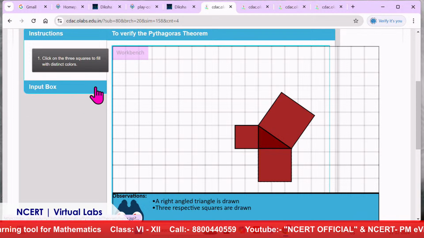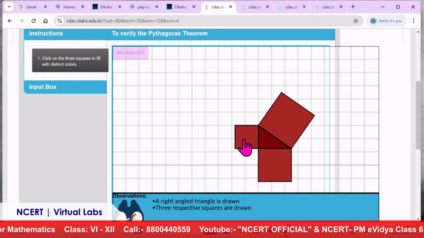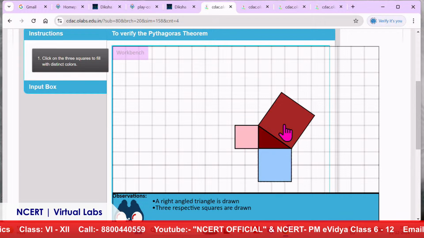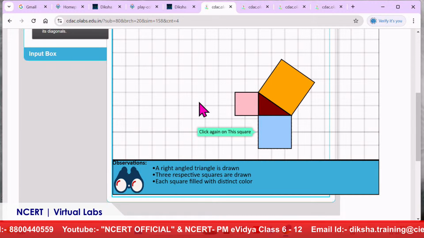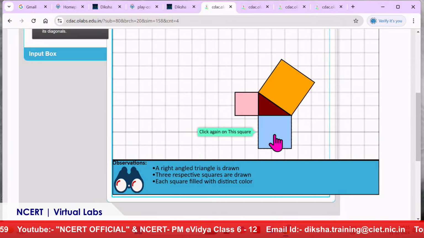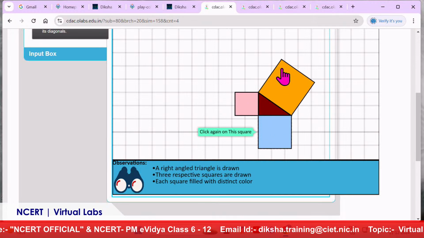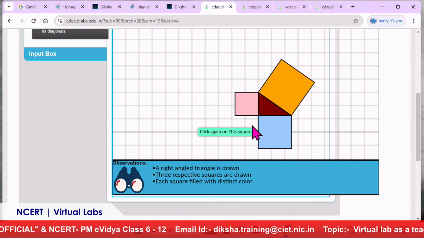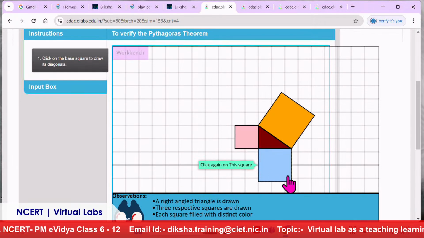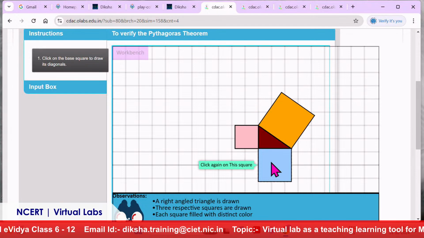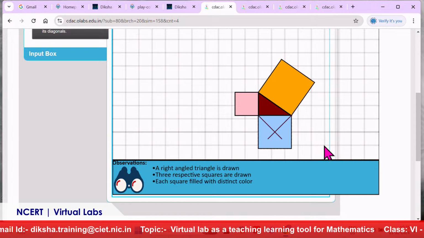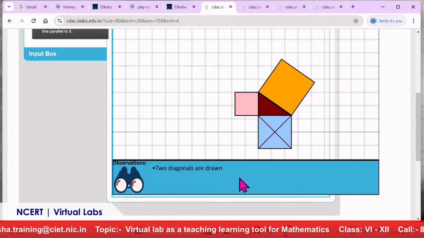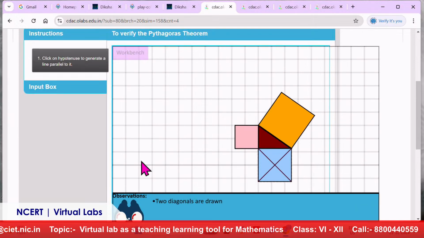In the next step, we have to click on all the squares to fill in different colors. What we are going to discuss is that the areas of this small square and the second small square combine to make the big square. Okay. So now I am clicking on this square. Now the diagonals will appear. So two diagonals are drawn here.